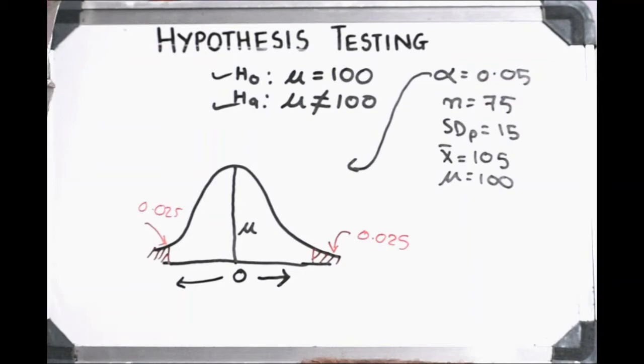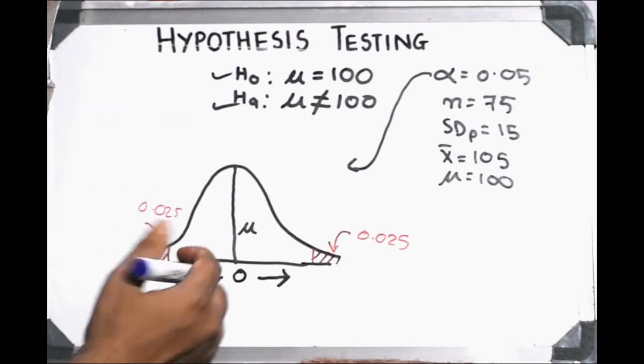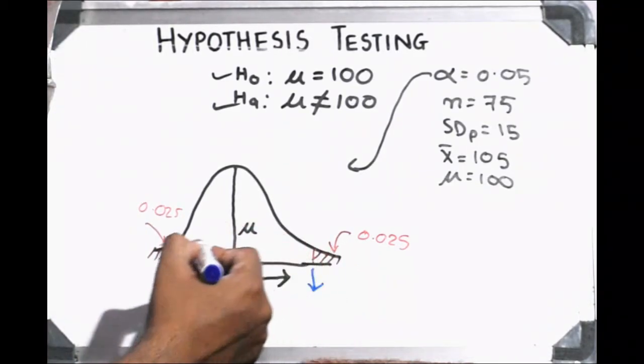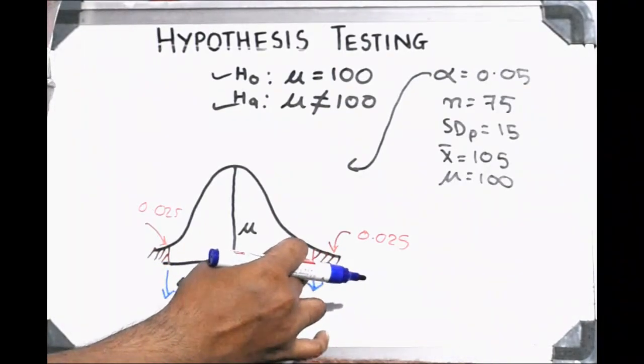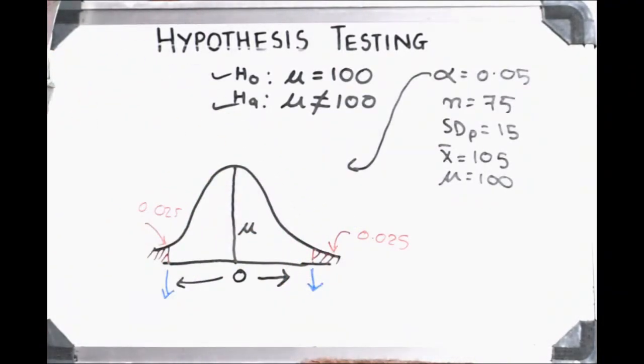The next step is to find the critical region. Now what is the critical region? The critical region or the critical values are these 2 points. The point which separates the rejection region from the acceptance region is the critical value.